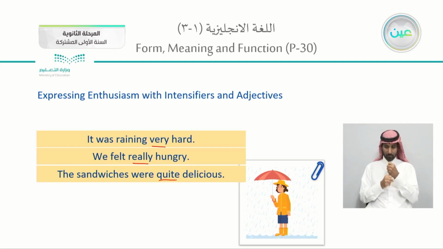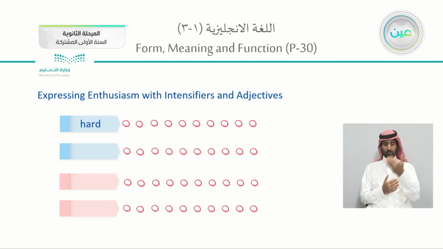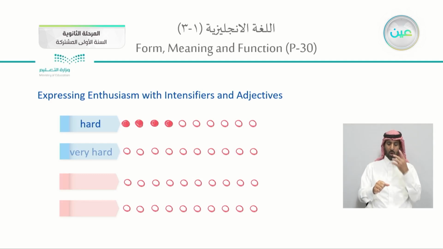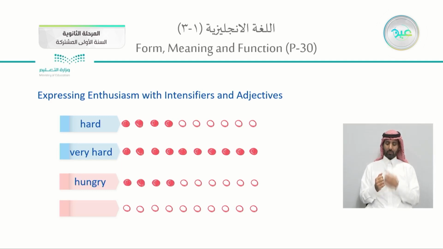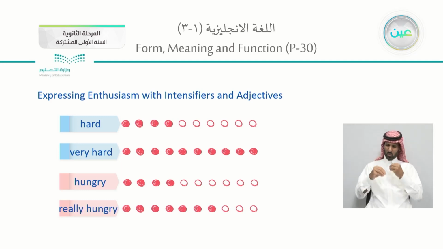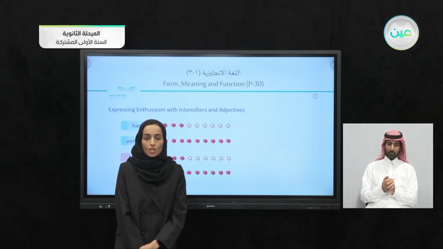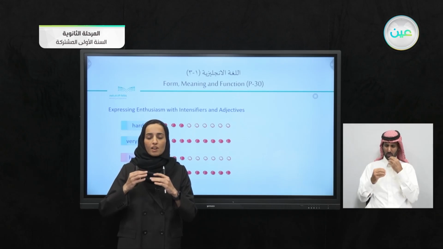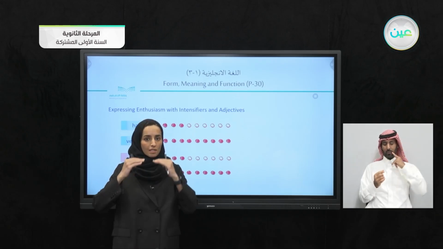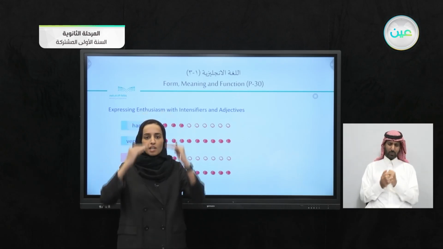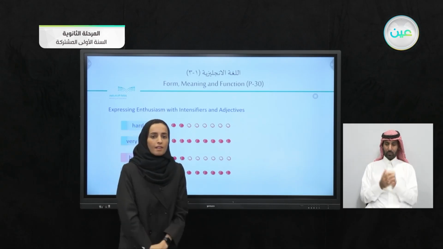They were quite delicious. So when we're speaking about hard, on a timeline we can say hard is 4 out of 10. However, when I say very hard, it means 10 out of 10. How about hungry? I was hungry. I was 4 out of 10, on a scale of 10. I was really hungry. I was starving. So it is 10 out of 10. So when you are using these intensifiers like very, really, quite, you're telling me it's not just hungry, it's very hungry. You are raising the bar.